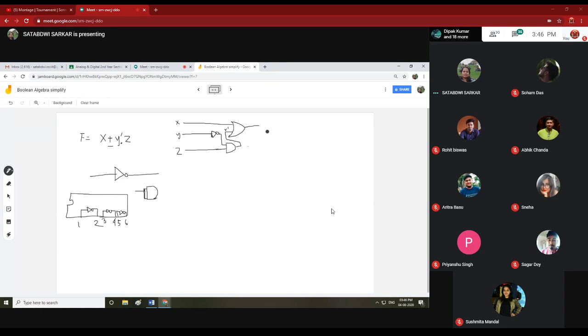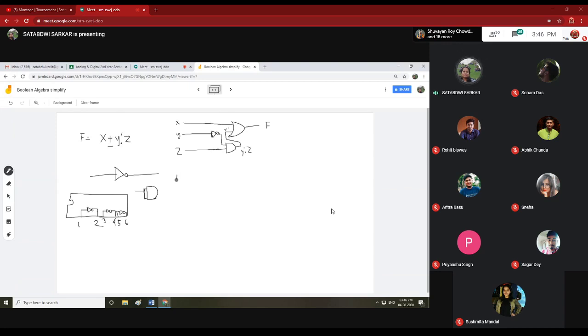So now we get the output F. And here it is Y bar Z, using this AND gate and NOT gate, and here the OR gate is there. So this is the final expression x plus y bar into z.